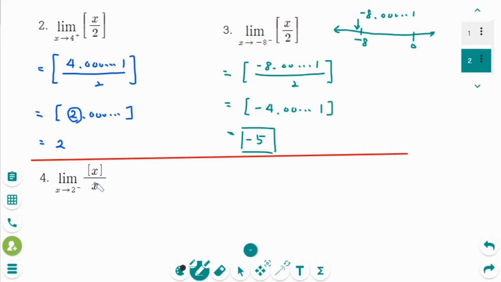This is the next question. Limit as x approaches 2 from the left side means just a little bit less than 2. So 1.99999 over, this is just 2. And that one is positive. Just take the number, integer part, so 1 over 2. This is the answer.